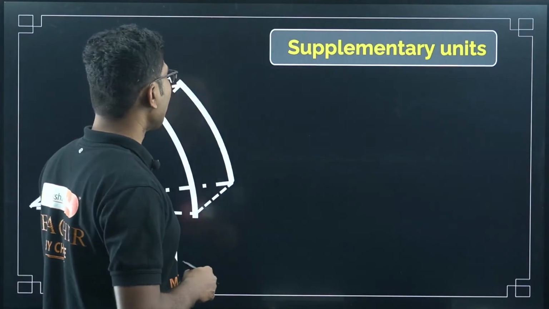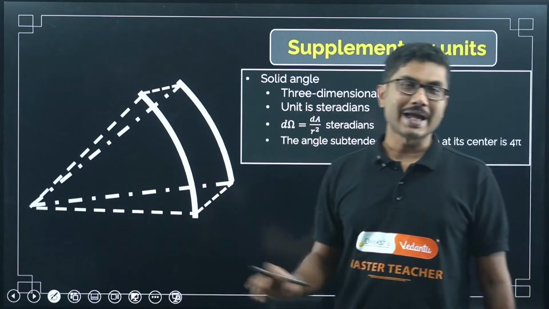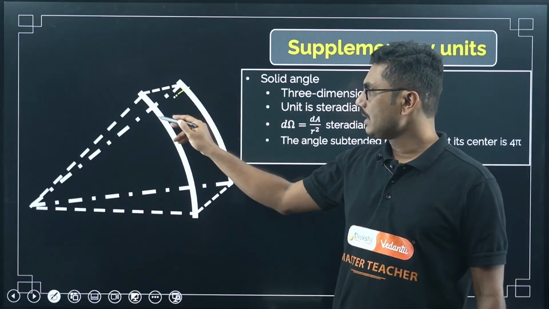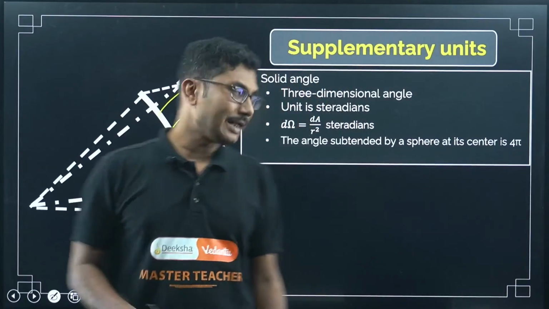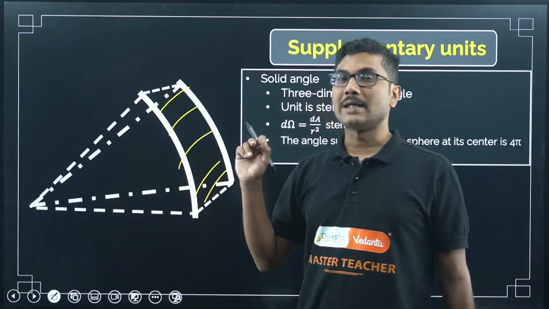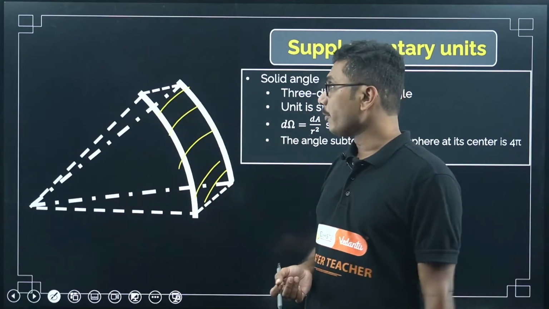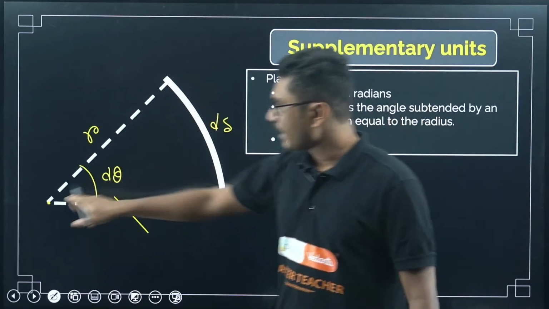Anyway, let's move on to the solid angle. Solid angle is basically when you are measuring the angle of an area. So there is an area and you are asking what the solid angle is. Obviously, to measure an angle, what do you need? For a plane angle, what did you need? For a plane angle you needed a curve and a point.